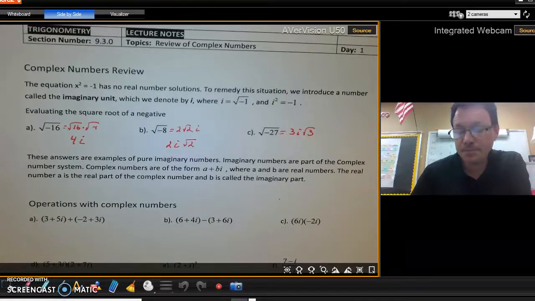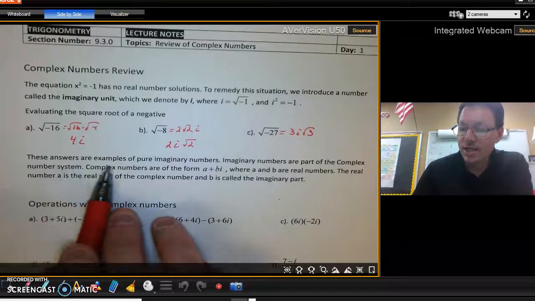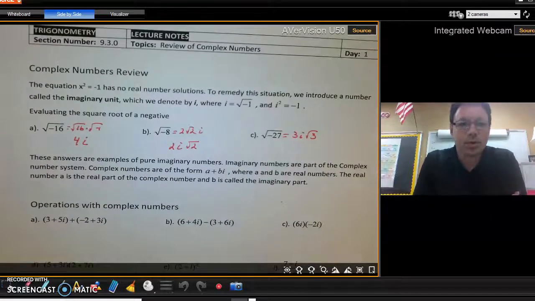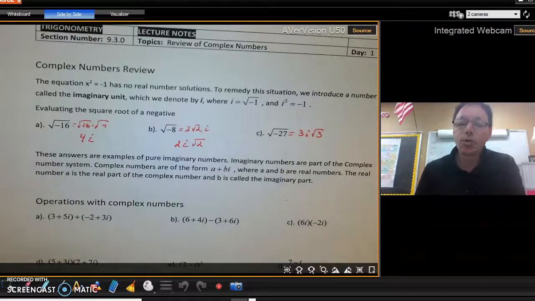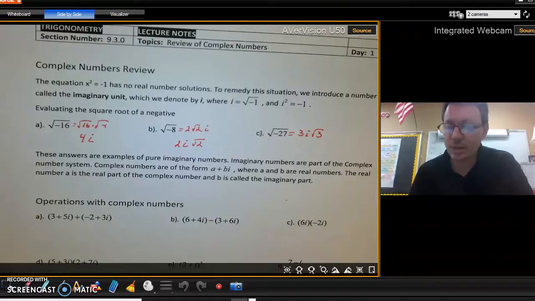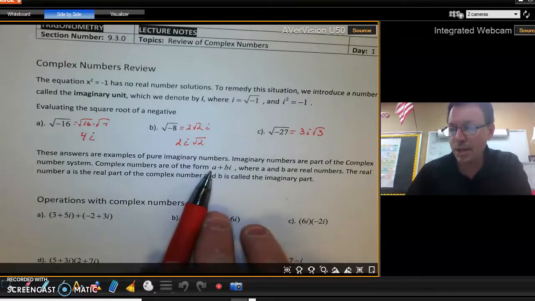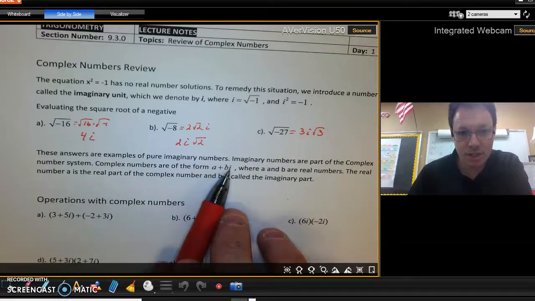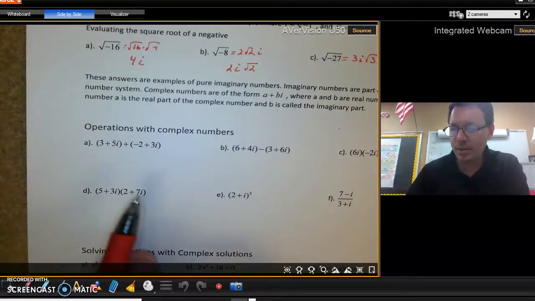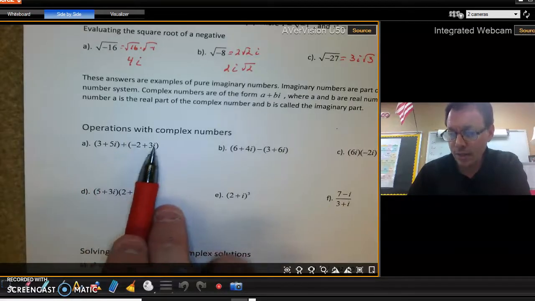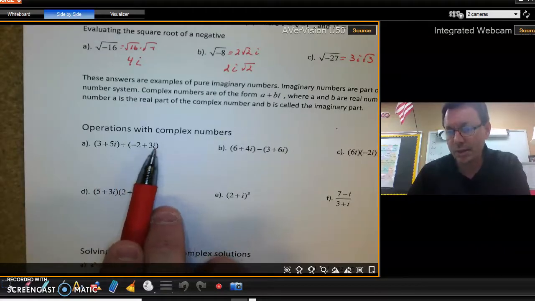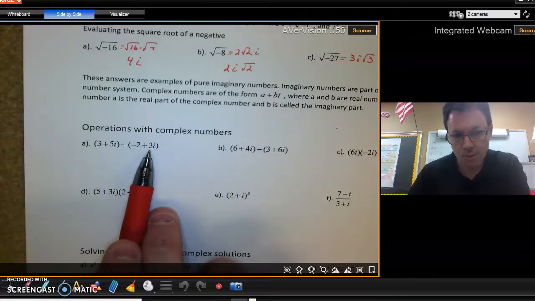Now, all these answers up here are examples of what are called pure imaginary numbers. This is just an imaginary number, 4i. What we're going to talk about are complex numbers. A complex number has two parts. It has a real part, that's the number that's out front, and then it also has an imaginary part. So when you look at the bottom here, you'll see something like 3 plus 5i. This is a complex number. 3 is the real part, 5 is the imaginary part. And then you have another complex number, -2 plus 3i. So -2 is the real part, 3 is the imaginary part.